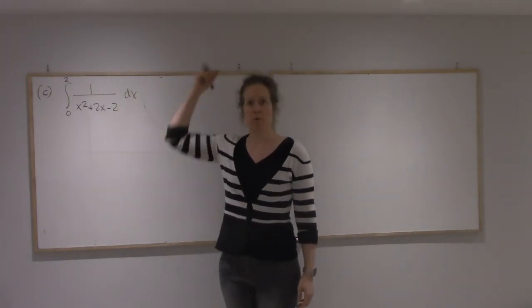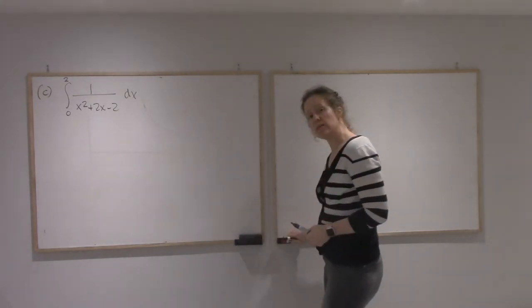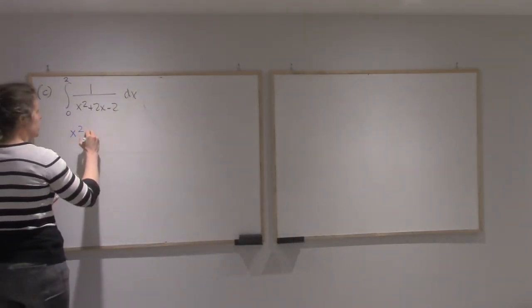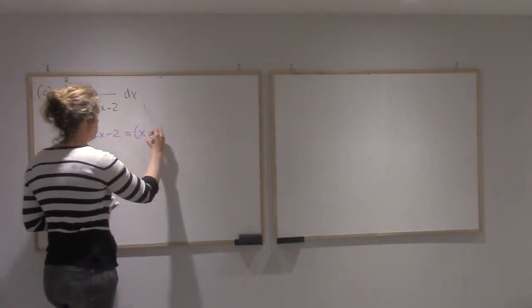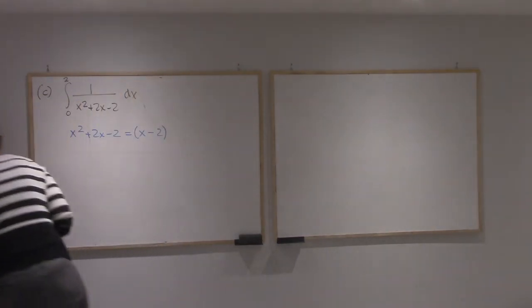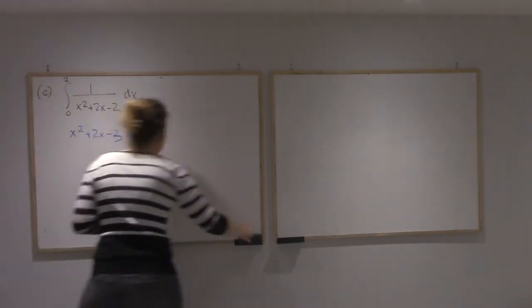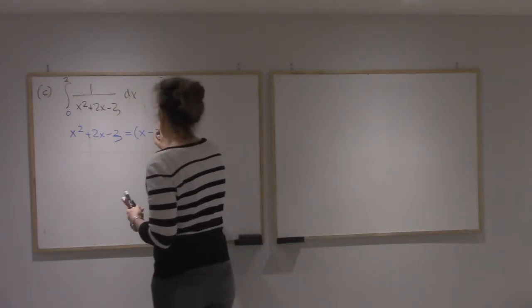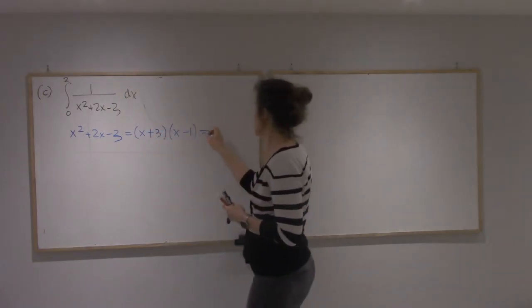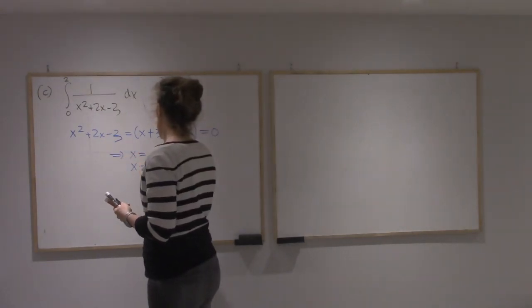Your final example of improper integral. Let's first see why it's improper. I need to figure out when that denominator would be 0. x squared plus 2x minus 3 factors as x plus 3 times x minus 1. So my denominator will be 0 if x equals minus 3 and x equals 1.